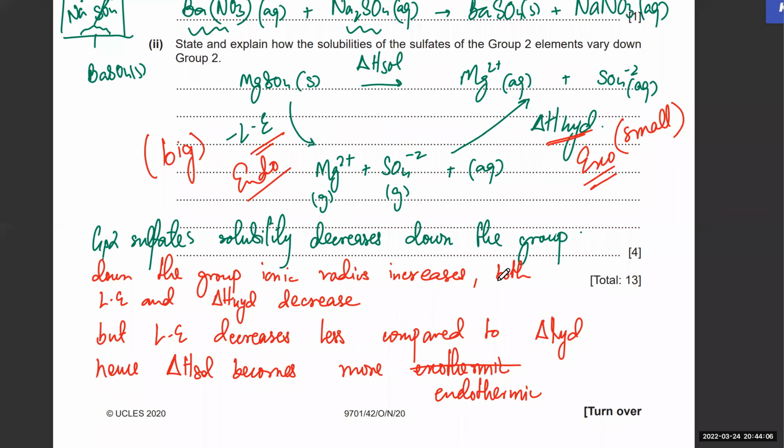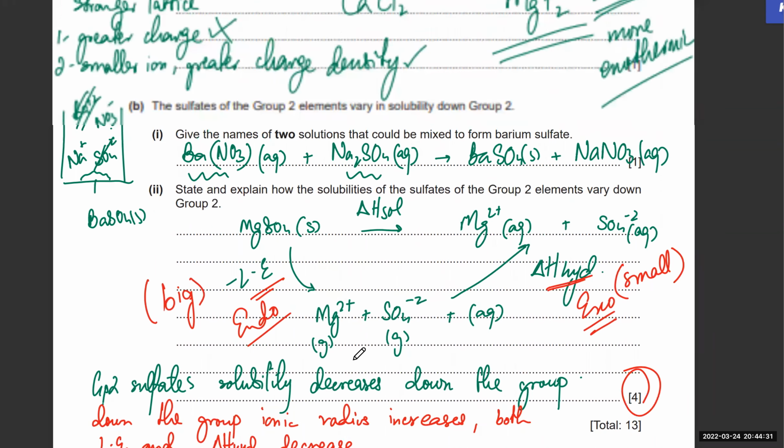Down the group, ionic radius increases. So both these values are decreasing. But in that case, this part is bigger and that part is smaller, and the enthalpy of solution is becoming less endothermic or more exothermic. So that is exactly the opposite of this. Make sure you remember this. It's a very typical 4-mark question that comes in almost every paper.